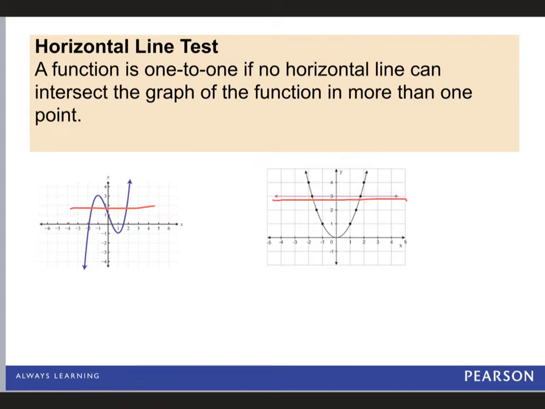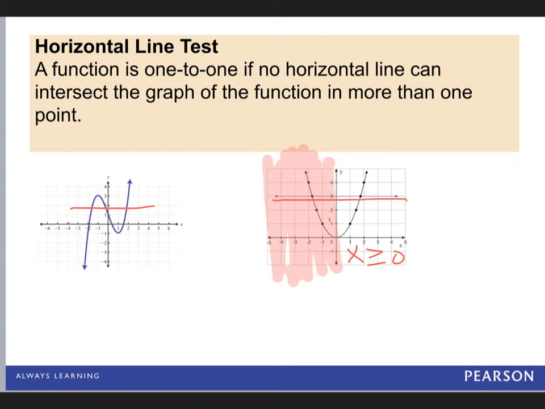Now, it is true that I could make it have an inverse if I got rid of half of it. So if I said I was only going to look at x values that were greater than or equal to 0, then I don't have that problem. So you can get around that by restricting your domains. But if we're including the entire domain, no, it does not.